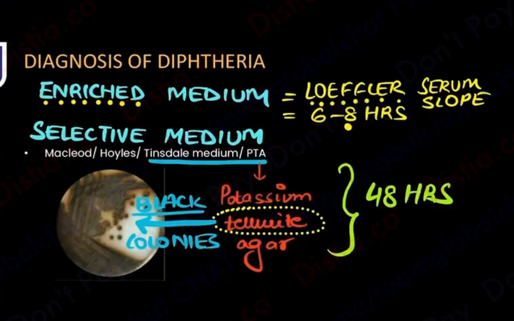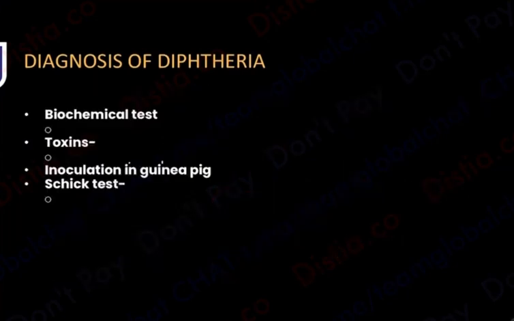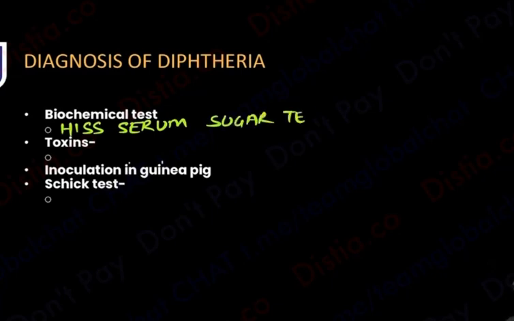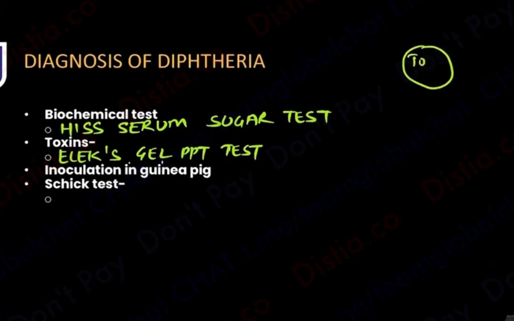Now some minor tests are left. There are 4 things that you have to know more. Is there any biochemical test that no one does and it's only for your memorizing? It is the Hiss serum sugar test. You can learn this. But next, don't forget: how do I get to know whether the strain has toxin or not? The Elek gel precipitation test. Please note, in the beginning I told you some diphtheria strains will have toxigenic properties and some will not. So how will I know whether my strain is toxigenic or not?